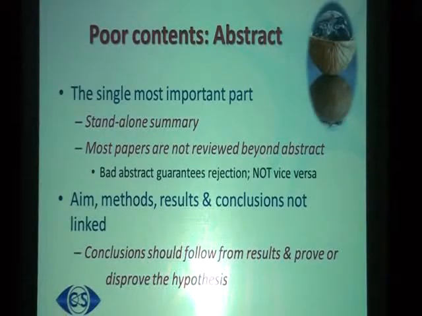So there can be problems with the abstract. Now it's the standalone summary and the most important part of the paper. And believe me, a lot of papers do not make it beyond the abstract in terms of the section editor or the reviewer. So if you have a good abstract, it does not guarantee acceptance. But if you have a bad abstract, it definitely guarantees rejection.